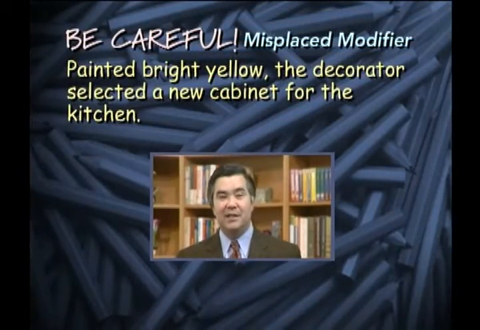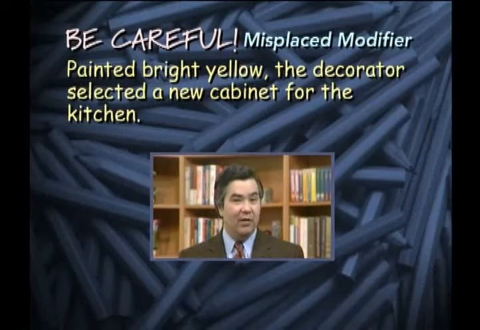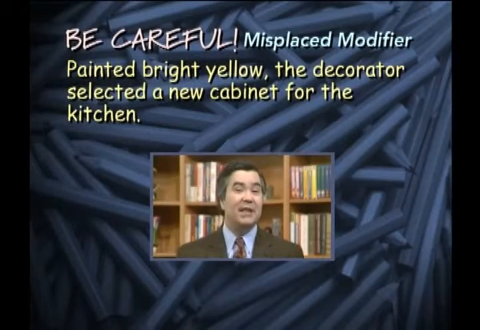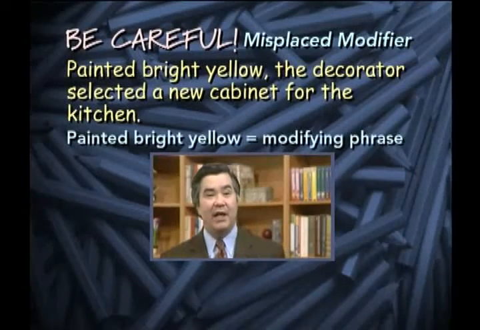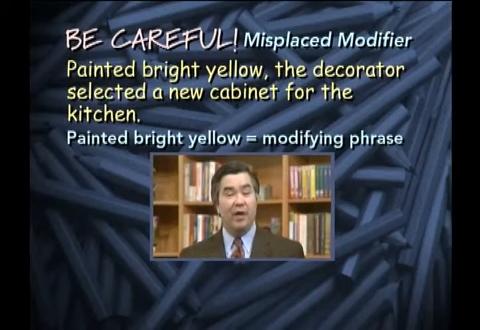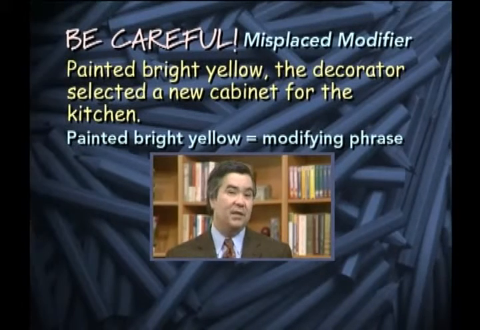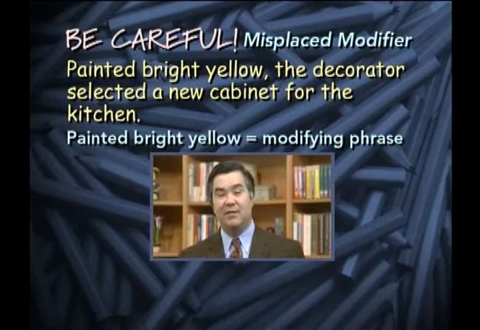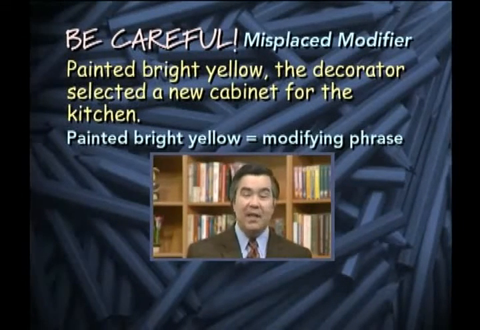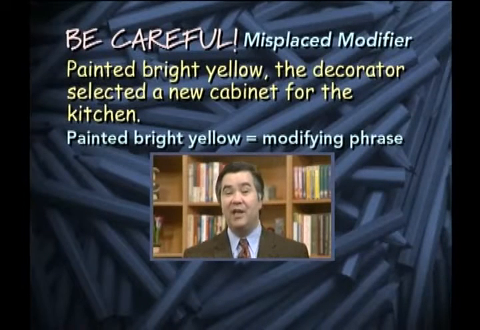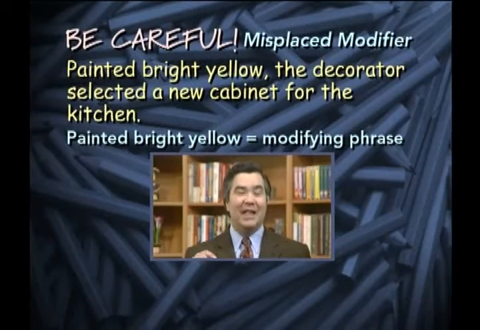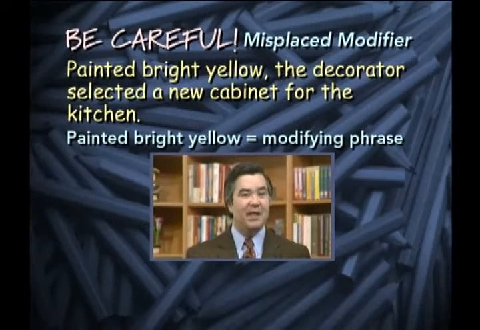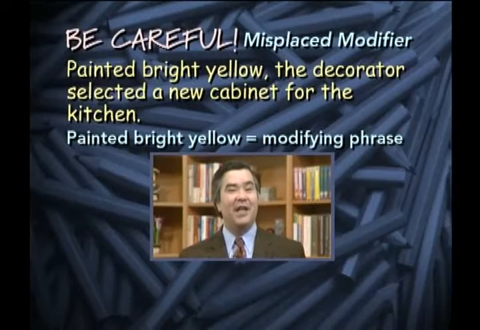Take a look at this sentence. Painted bright yellow, the decorator selected a new cabinet for the kitchen. Now this sentence begins with a modifying phrase, painted bright yellow. Very often, as we've seen, a modifying phrase appears at the beginning of the sentence, and it's usually set off by a comma from the rest of the sentence. Now, what immediately follows the modifying phrase should be the word or words that the modifying phrase refers to or modifies. In this case, we have painted bright yellow followed by the decorator.